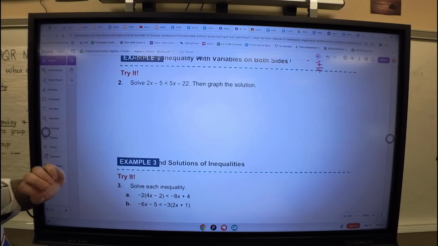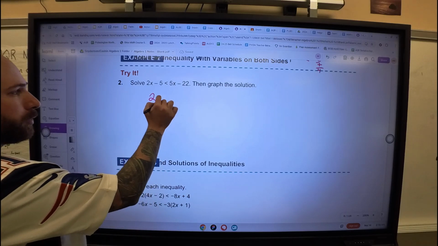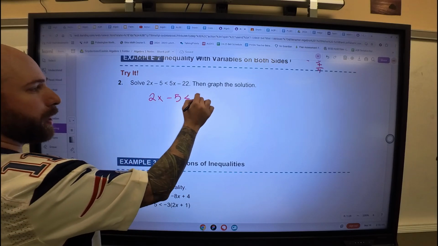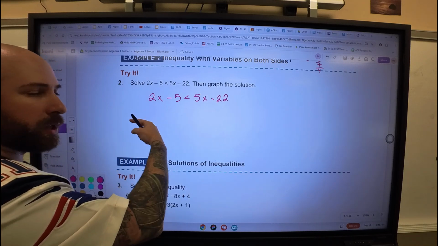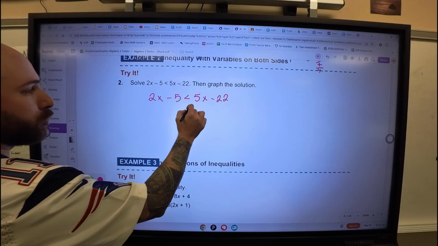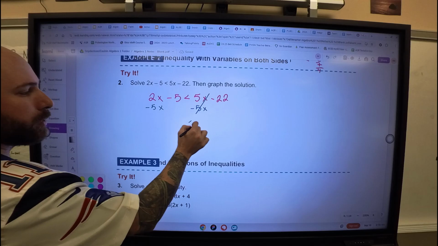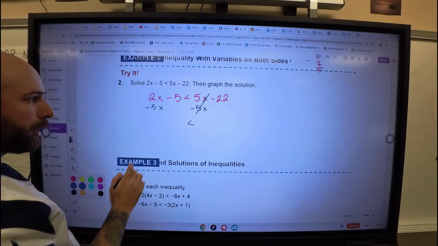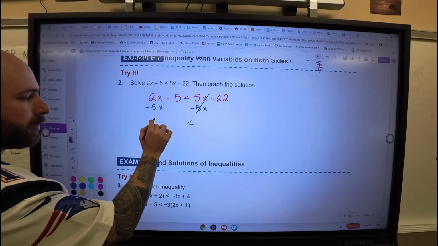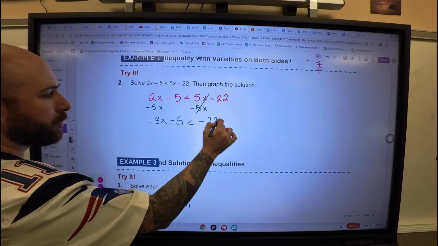Let's do one on question 2 where it's on both sides. So when we look at number 2 here, I'm going to rewrite it. 2x minus 5 is less than 5x minus 22. We want our variable to be on the left side, so let's subtract our 5x. The less than symbol still changes. We have not divided or multiplied by a negative. 2x minus 5x is negative 3x. We still have the minus 5. We still have the minus 22.